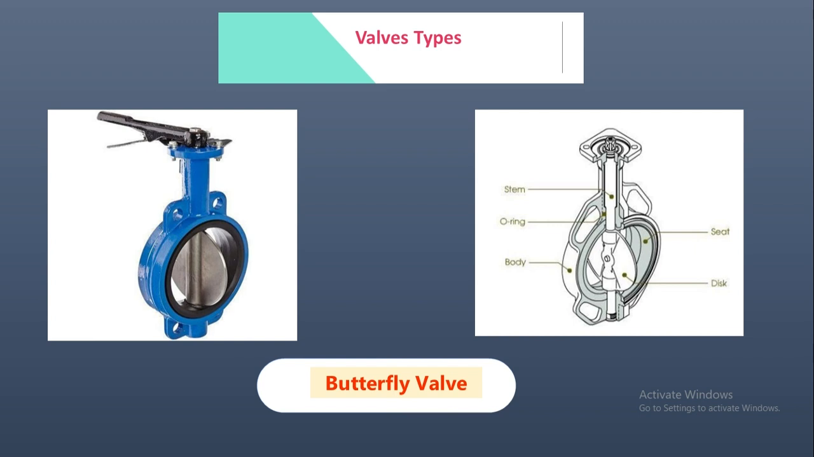The disadvantages are: number one, throttling service is limited to low differential pressure. Number two, cavitation and choked flow are two potential concerns. And number three, the disc movement is unguided and affected by flow turbulence.